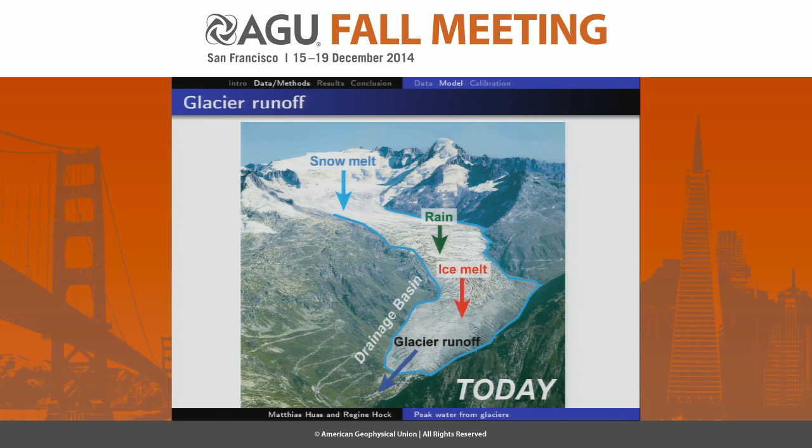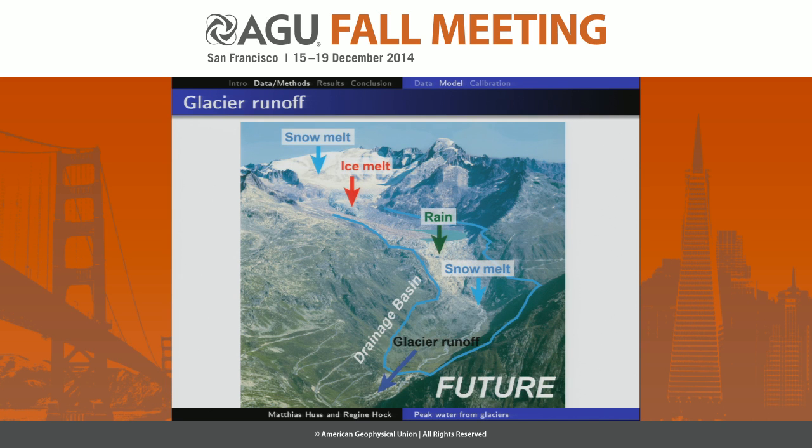Glacier runoff is calculated as all water exiting from the presently glacierized perimeter. So we include snowmelt on the glacier, we include rain on the glacier, as well as ice melt, and this gives glacier runoff. For the future, we keep the perimeter fixed. So this is then not a real glacier runoff, but the runoff from the glacierized headwaters, and this allows keeping the area contributing to runoff fixed and to compare runoff yields between future and past.